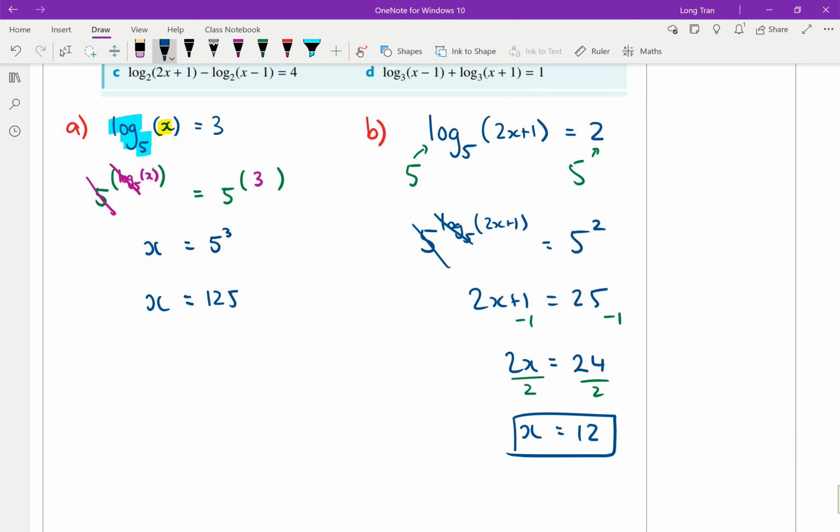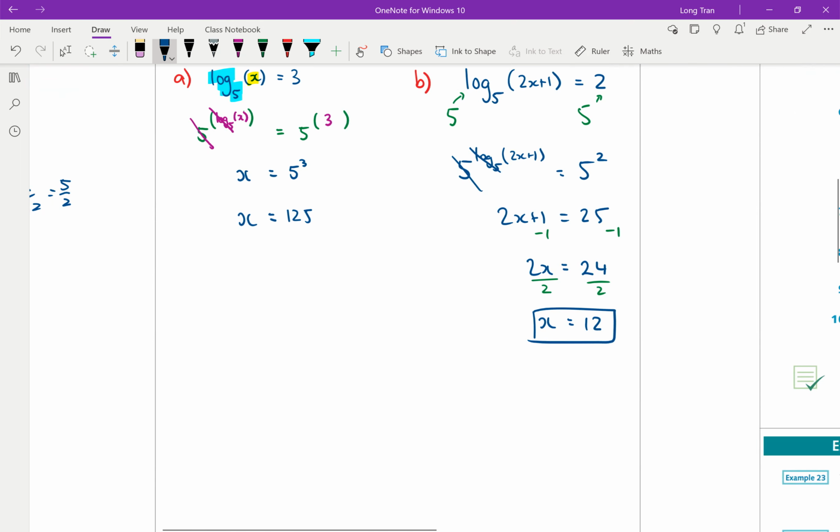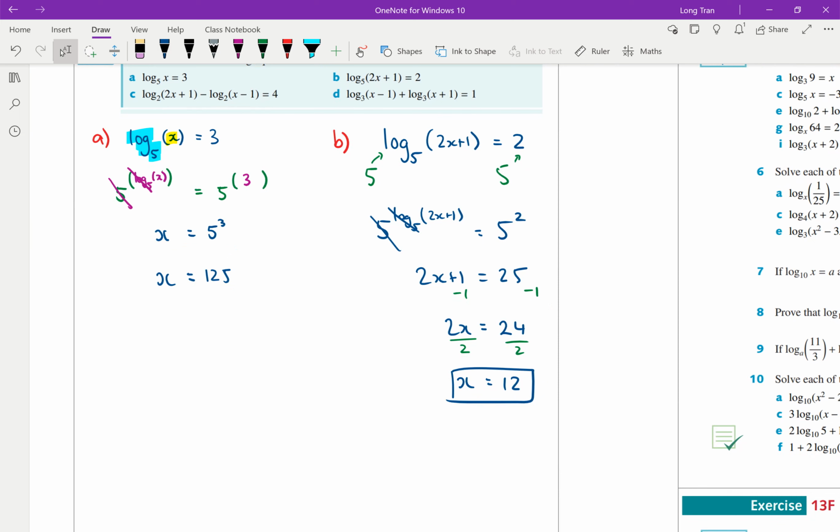So definitely, I hope you're watching this video because it helps you understand that logarithms and exponentials are no different from what you've been doing with add, subtract, multiply, divide. Okay, so let's have a look at C. So C is the same thing.